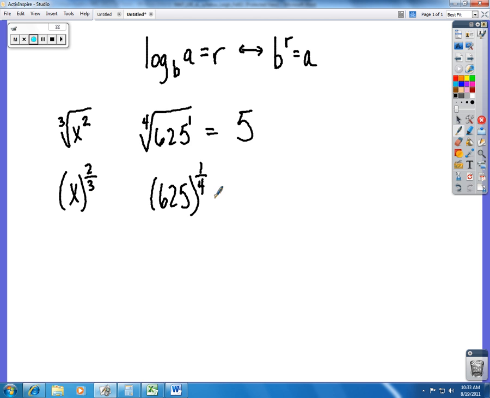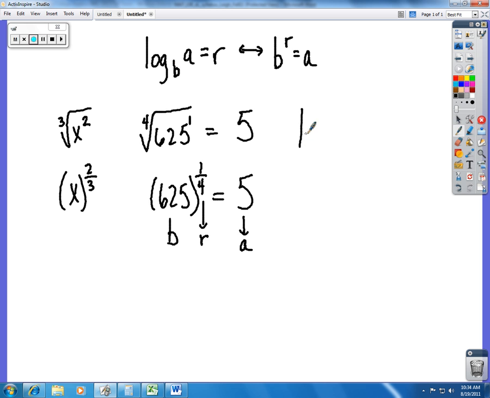So we're going to take this, that is equal to 5, and now we're going to identify our pieces of this b, r, and a over here. So this is the b, because that's the number being raised to an exponent. The 1/4 is the r, the 5 is the a. Now we're just going to take those pieces and rearrange them into this logarithmic function here.